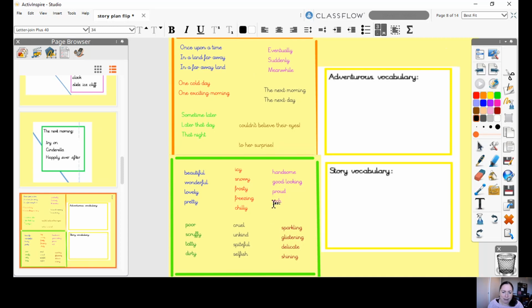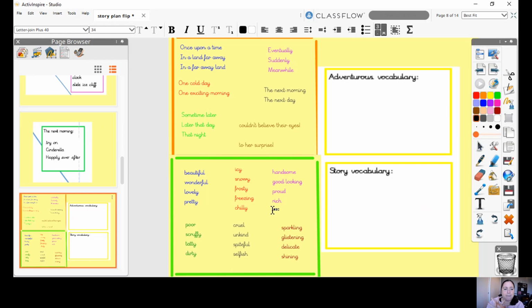Then I have got some lovely words here that you might want to add in somewhere. So when you're talking about the evil stepmother, it could be that she's spiteful, or the stepsisters are selfish, and that Cinderella Walrus is scruffy and tatty and dirty and poor. So you've got some great words there that you can add as well.